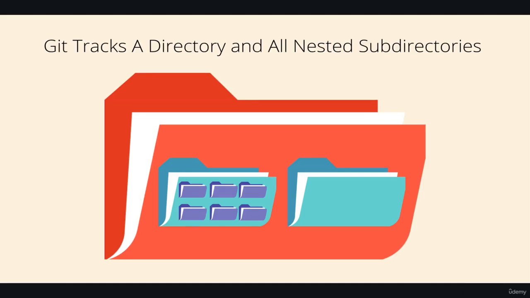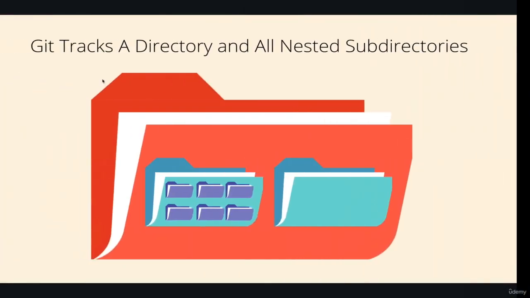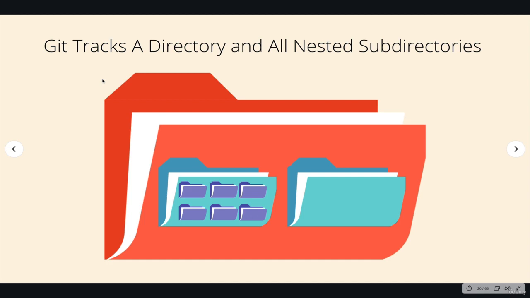Okay, so in this video, I want to quickly talk about a common issue that some students run into early on. And to explain it, first, we need to understand that when we initialize a Git repo, that's in one directory, right? In our case, it was the My First Novel directory. But Git is going to watch everything that happens in this directory, including anything nested further down as child or grandchild directories and so on.